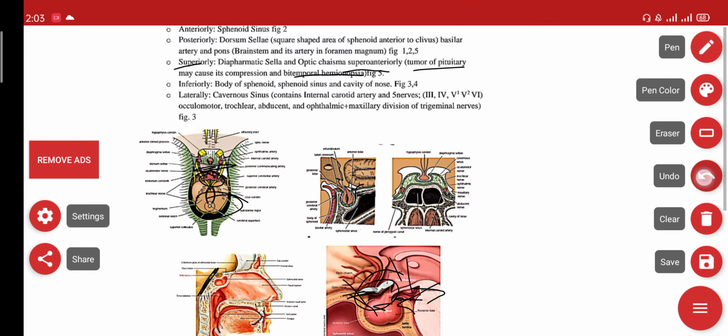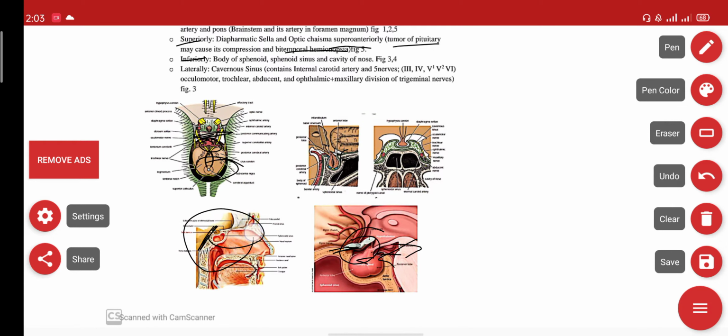Okay, now moving further ahead, inferiorly you have the body of the sphenoid. We can see it over here, that inferiorly you will have the body of the sphenoid as well as the cavity of the nose. What lies laterally? Laterally we have the cavernous sinus. You can see this is your pituitary lying over here, and lateral to it is your cavernous sinus.